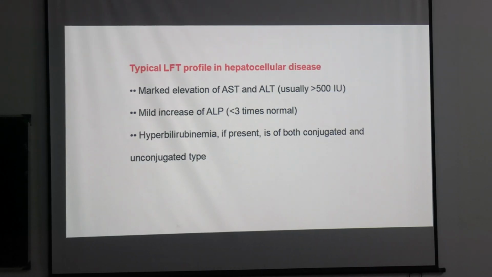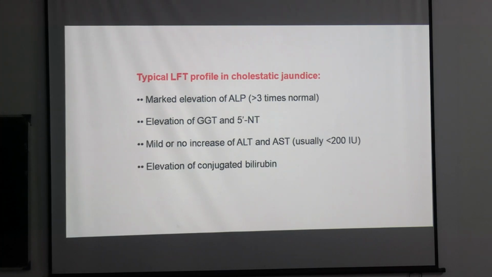Just the opposite picture, hepatocellular and cholestatic. Here, marked elevation of AST and ALT, mild increase of ALP. In cholestatic jaundice, marked elevation of ALP and mild or no increase of ALT and AST.